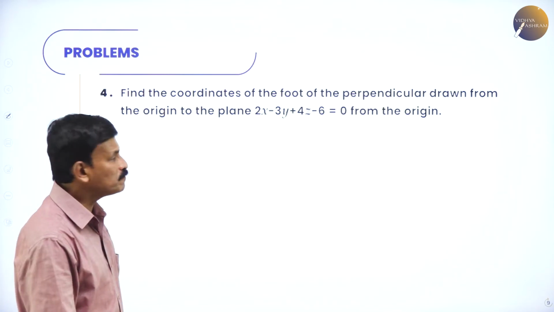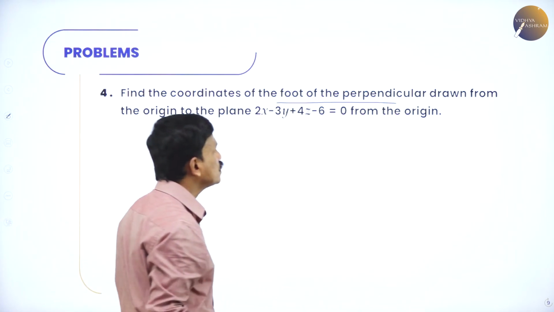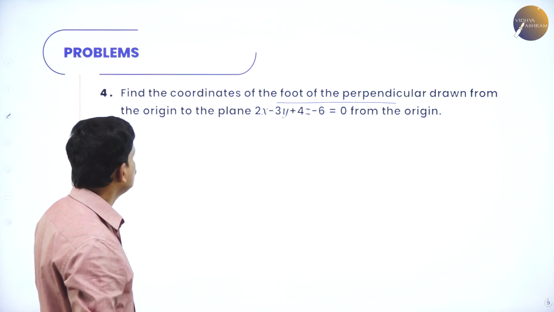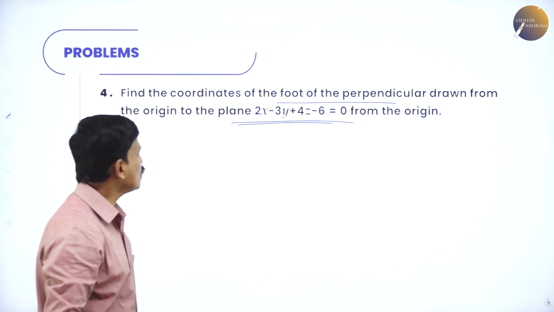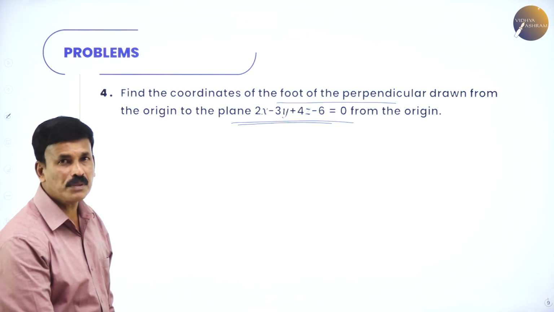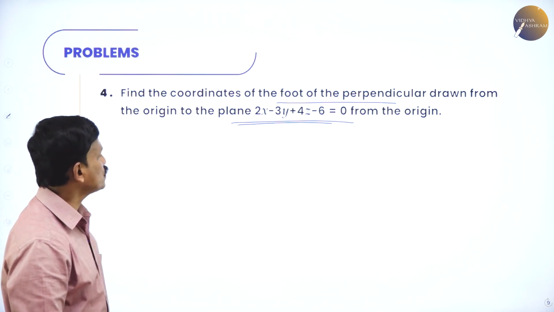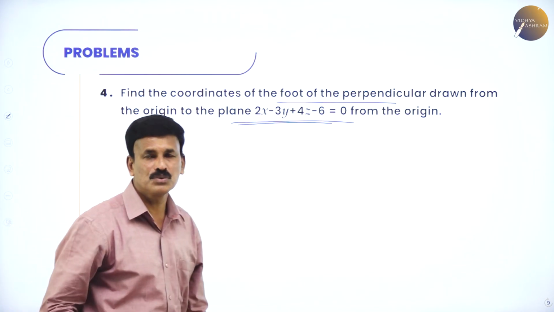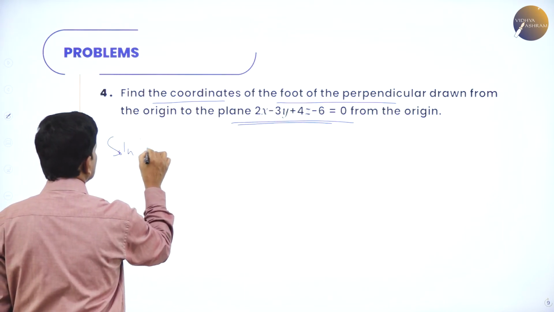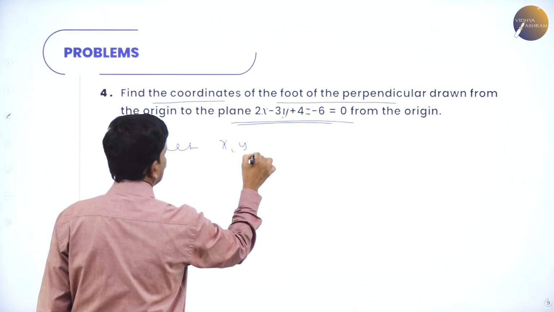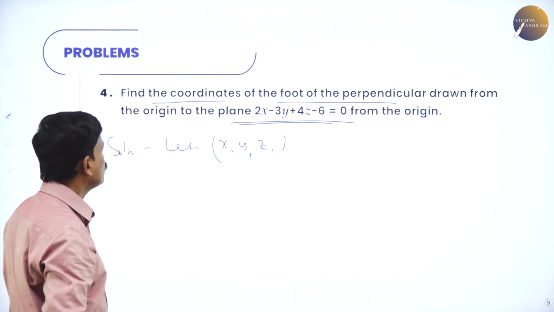What is the next problem? Find the coordinates of the foot of the perpendicular drawn from the origin to the plane 2x minus 3y plus 4z minus 6 is equal to 0. This is also a very important problem. Now let us consider x1, y1, z1 to be the coordinates of the foot of the perpendicular from the origin.